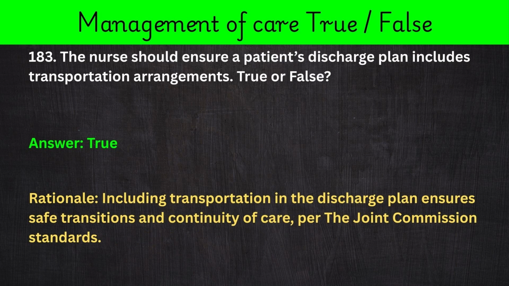standards. 183. The nurse should ensure a patient's discharge plan includes transportation arrangements. True or false? Answer: true. Rationale: including transportation in the discharge plan ensures safe transitions and continuity of care, per the Joint Commission standards.